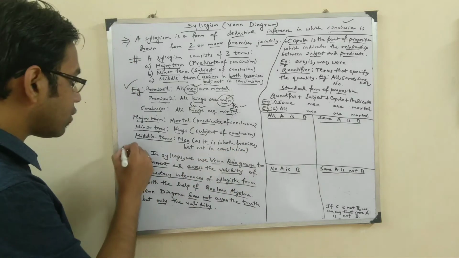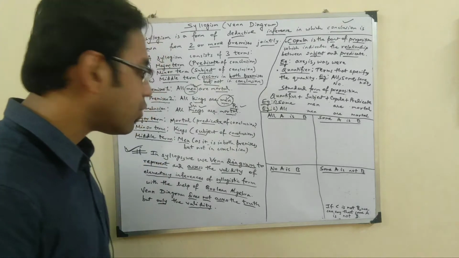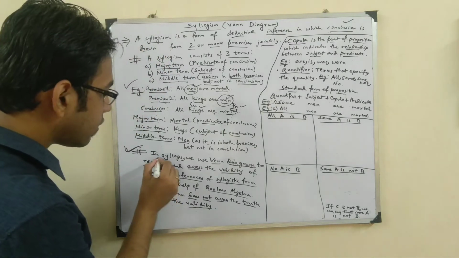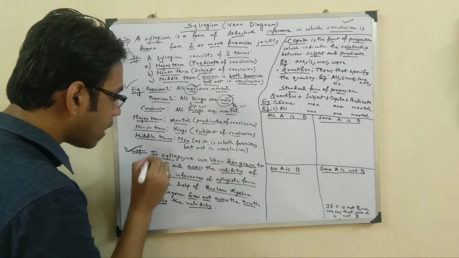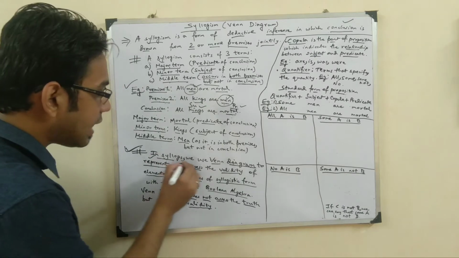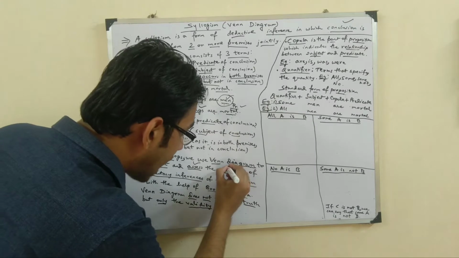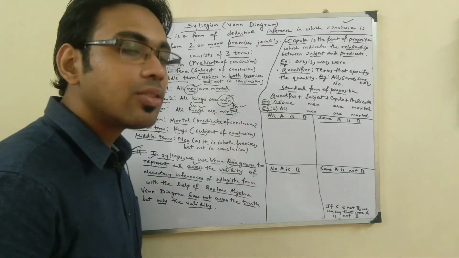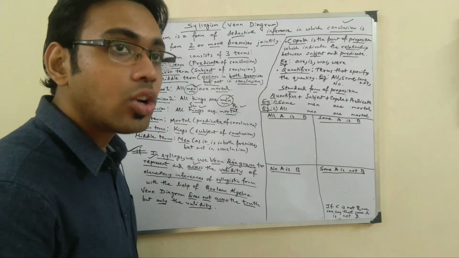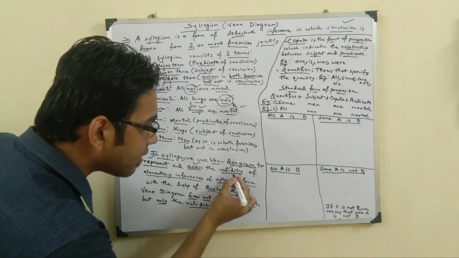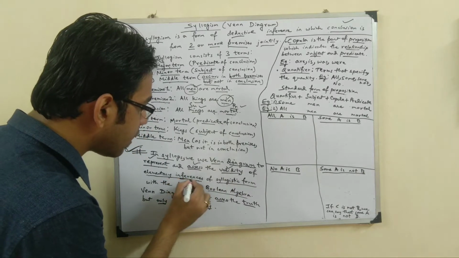Okay, now next question. From this portion, questions have come in the last 3 to 4 years. So in syllogism we use the Venn diagram to do what? What is the function of it? To represent and assess. Assess what? The validity. To represent and assess whether the conclusion is valid or not according to the statements. So to assess the validity of elementary inferences, what do you mean by inference?